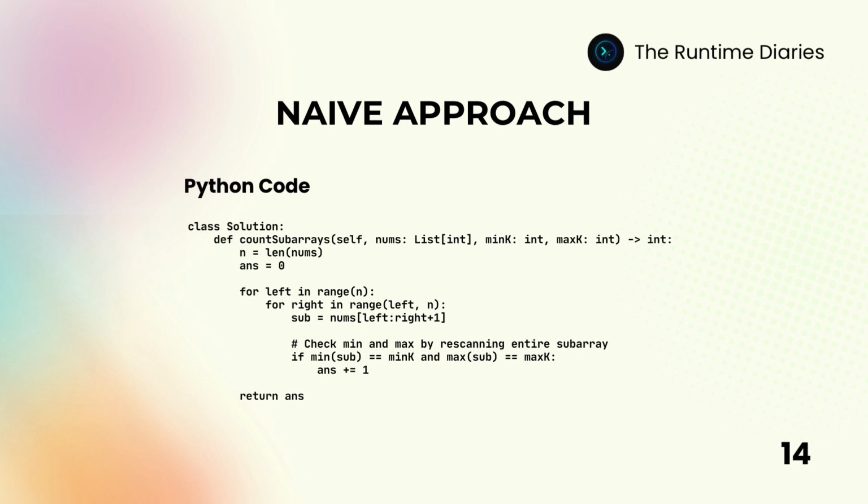Here's what the brute force solution would look like in code. This nested loop generates every possible subarray, then checks whether its minimum equals minK and its maximum equals maxK. This does work on tiny inputs, but it rescans the same prefixes over and over. That's wasted work. The array never changes, yet we keep recomputing the same information.